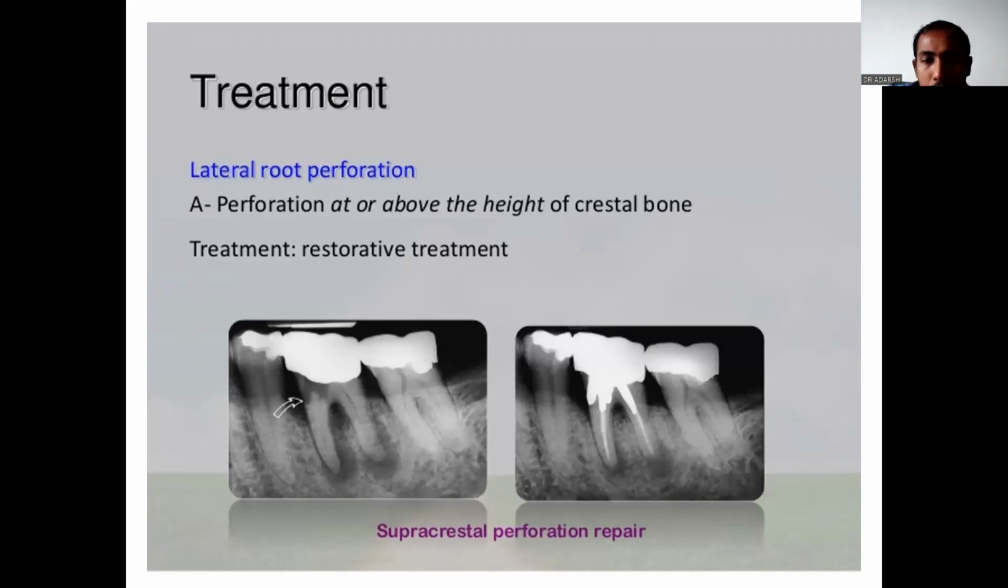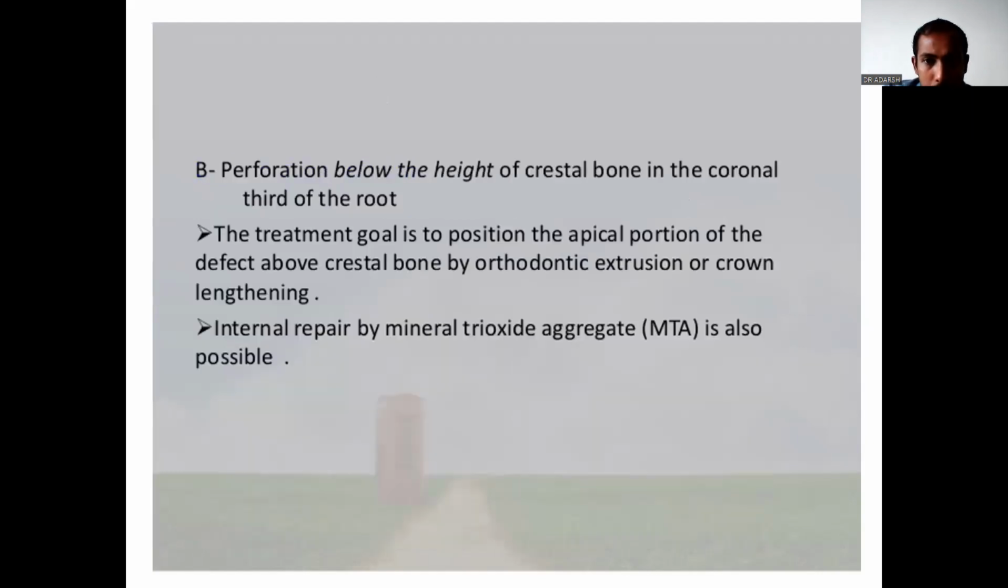When the perforation is above the crestal level, it is easy to treat because of better visibility, and we can easily treat it with a material which can seal the defect, preferably MTA. But if the defect is below the crestal bone, you have to get the defect above the crestal bone, either by orthodontic extrusion or by a surgical crown lengthening procedure.